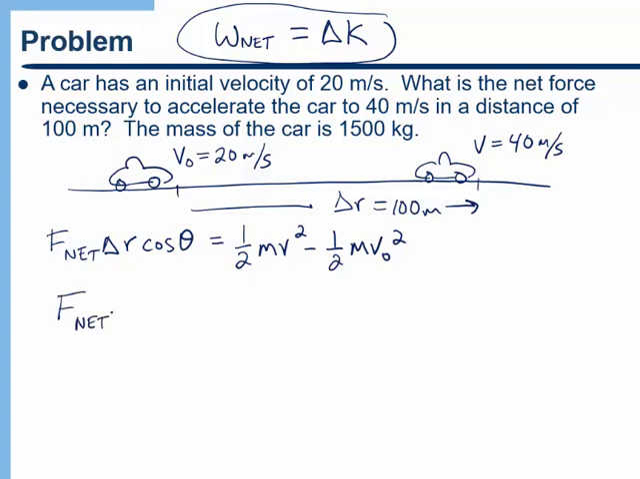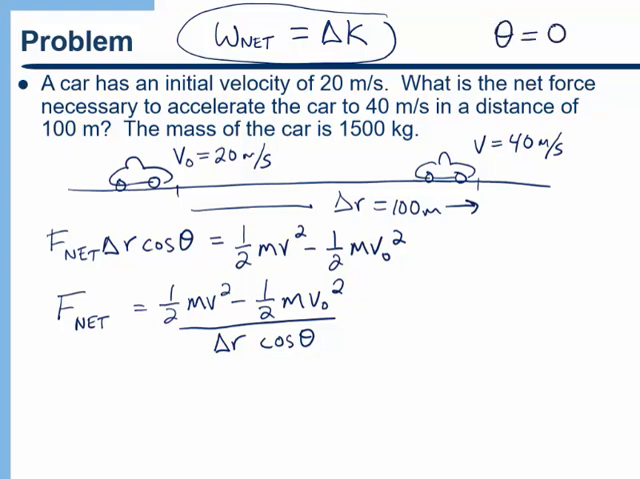We can go ahead then and solve this for the net force. The net force is just going to be 1/2 mv squared minus 1/2 mv naught squared divided by delta r cosine theta. In this case, since the net force is to the right and delta r is to the right, we can see that theta is going to be 0. I'll leave it to you to go ahead and plug in the values, but what you should find is that the net force comes out to be about 1,000 newtons.